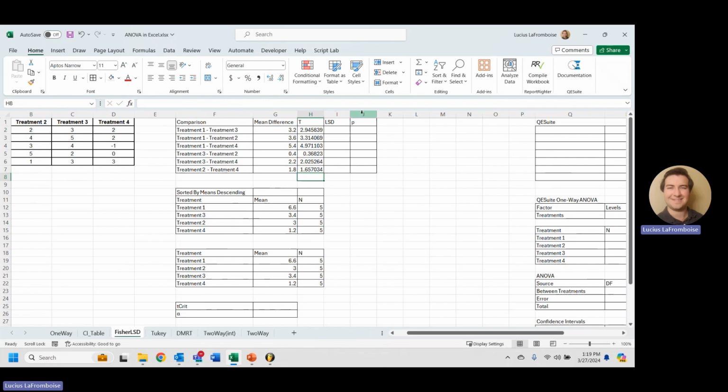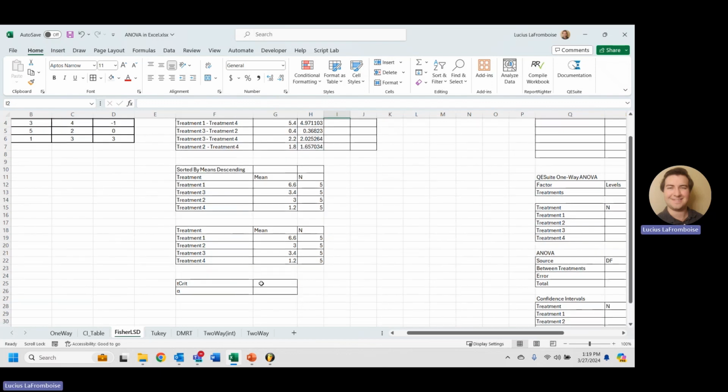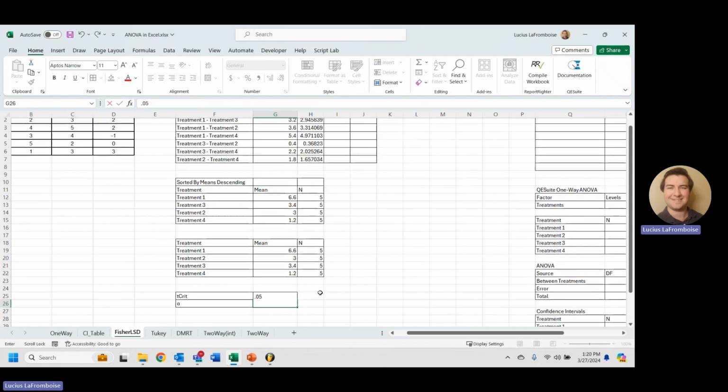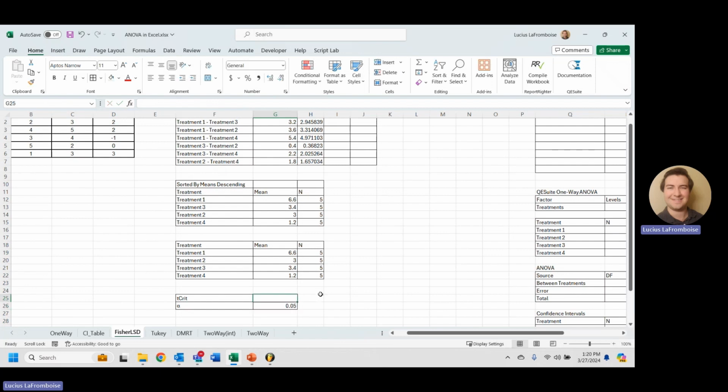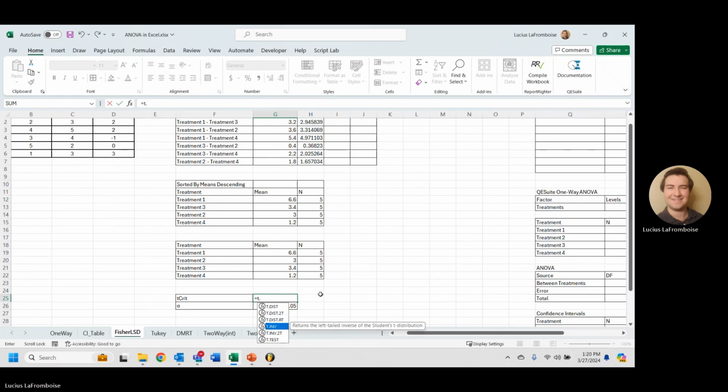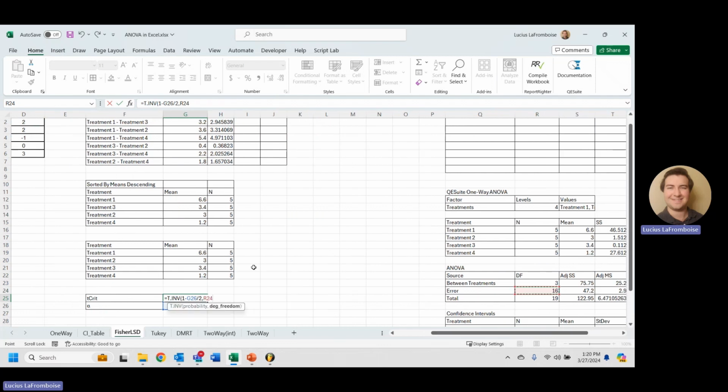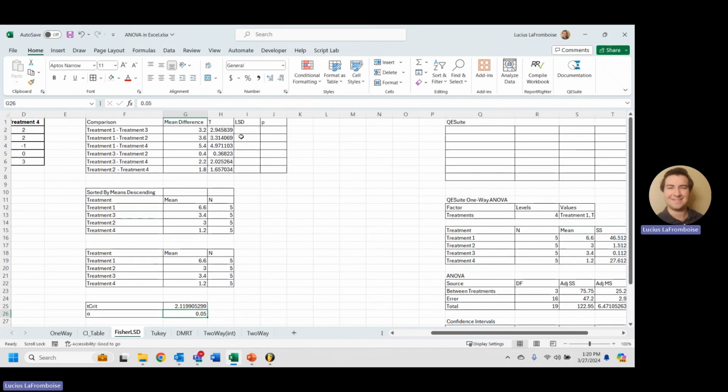Okay, now it's time to do our LSD, our least significant difference. For that, we need our critical value. So if you remember, our critical value is going to depend on that alpha, and we're going to use 0.05. So it's T.INV of 1 minus alpha over 2, and our degrees of freedom is our error degrees of freedom in our one-way ANOVA. And then we hit enter, and there is our t critical.